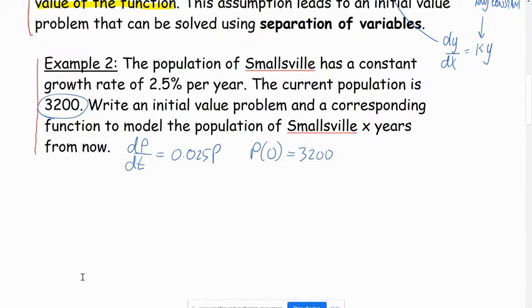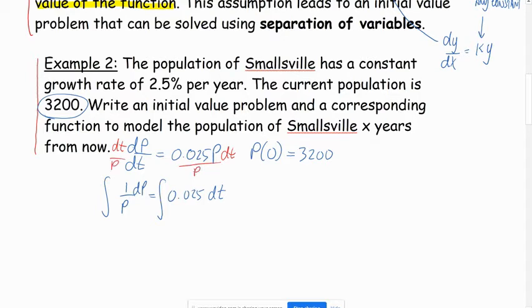So if I divide both sides by p and multiply both sides by dt, I have 1 over p dp equals 0.025 dt, and then integrate both sides. I lost my dp here. Okay, so I again multiplied both sides by dt. I can write that here in red. So I multiplied both sides by dt, and then I divided both sides by p.